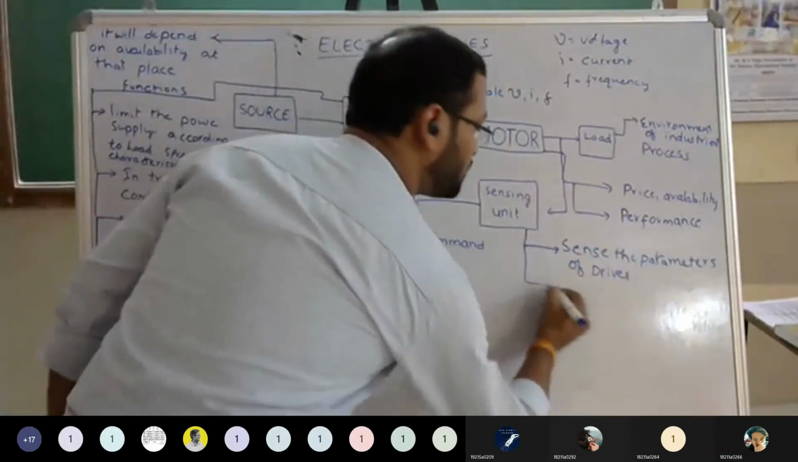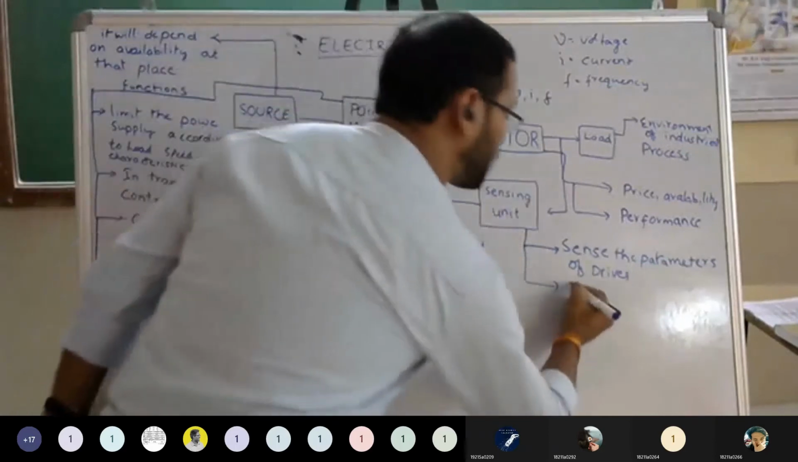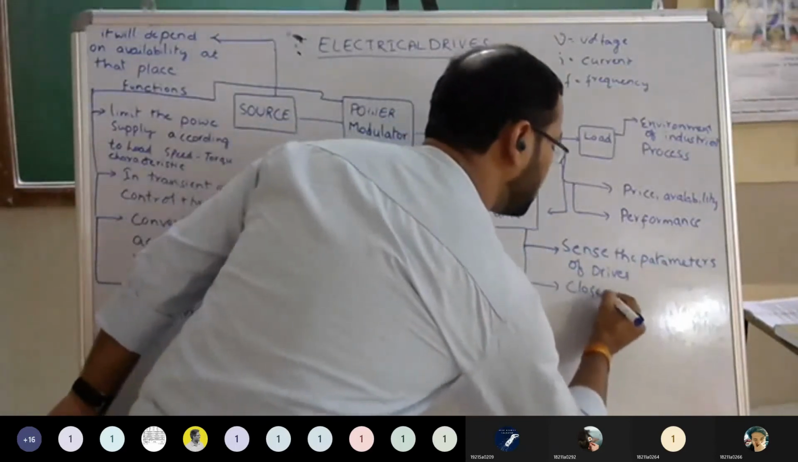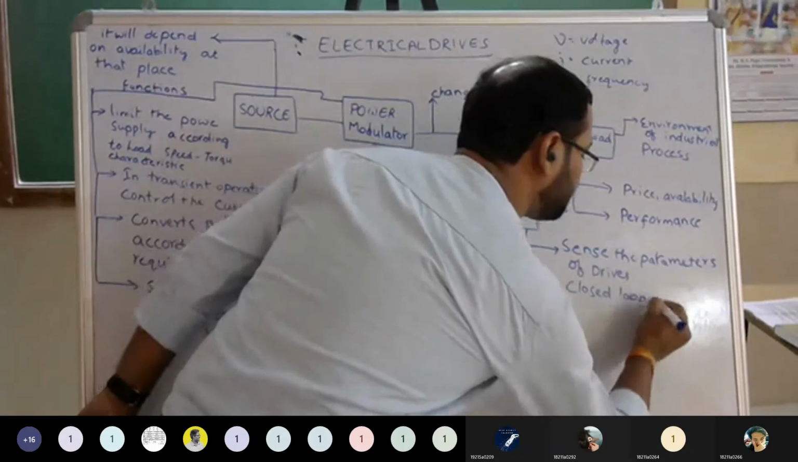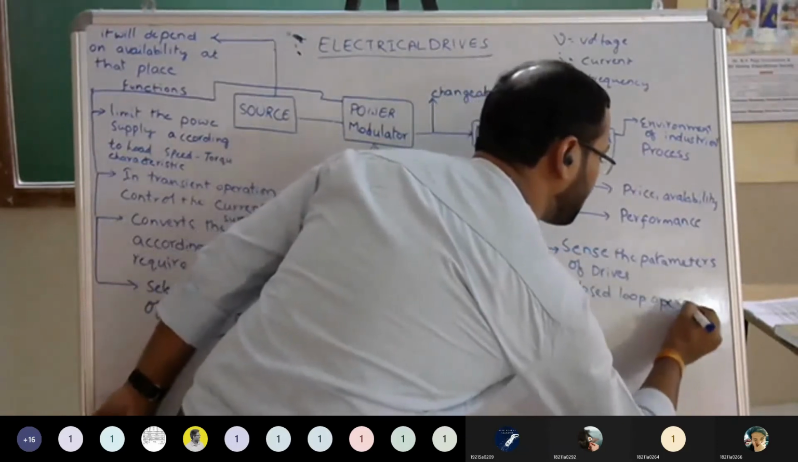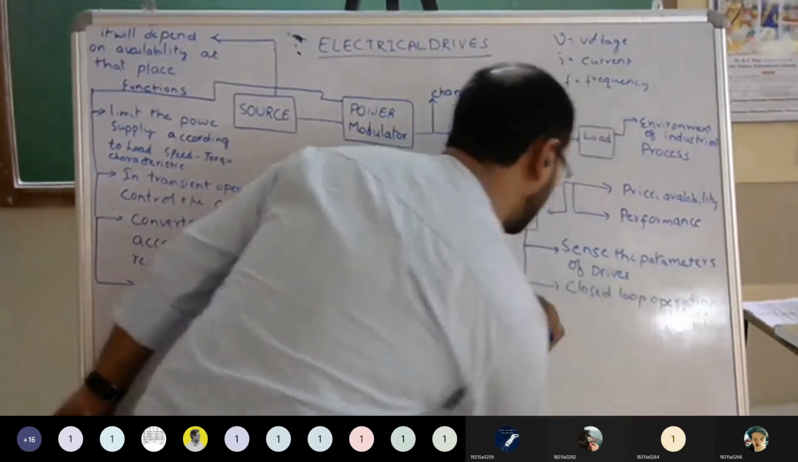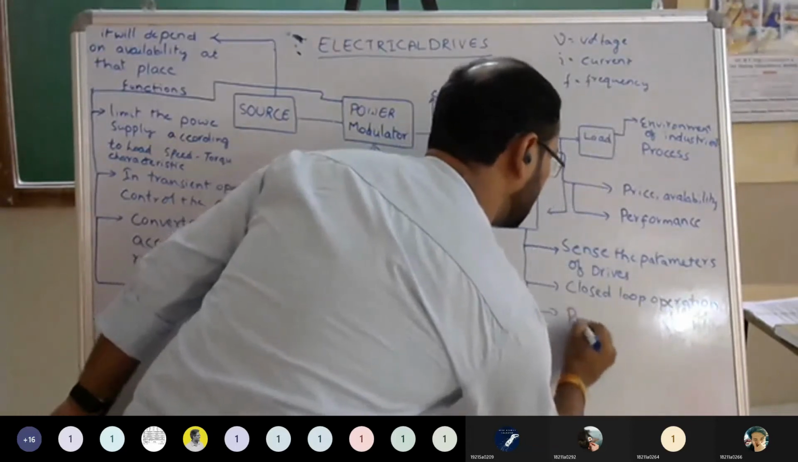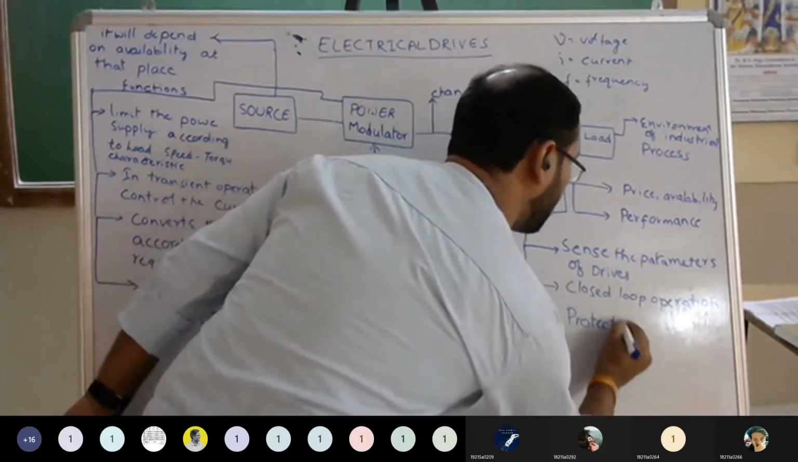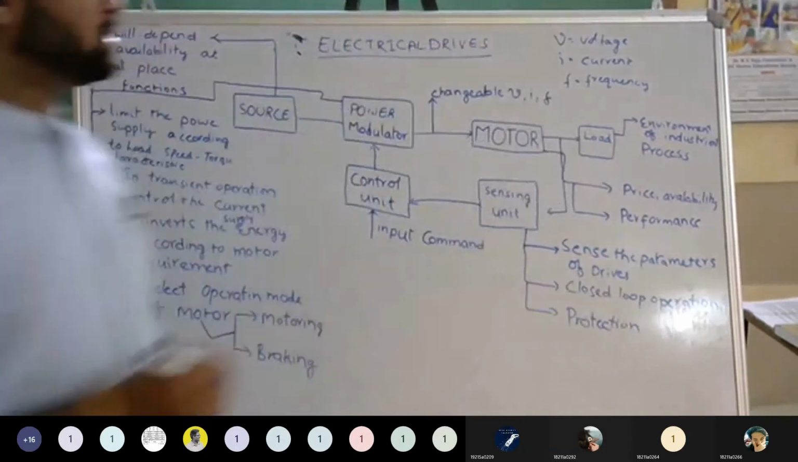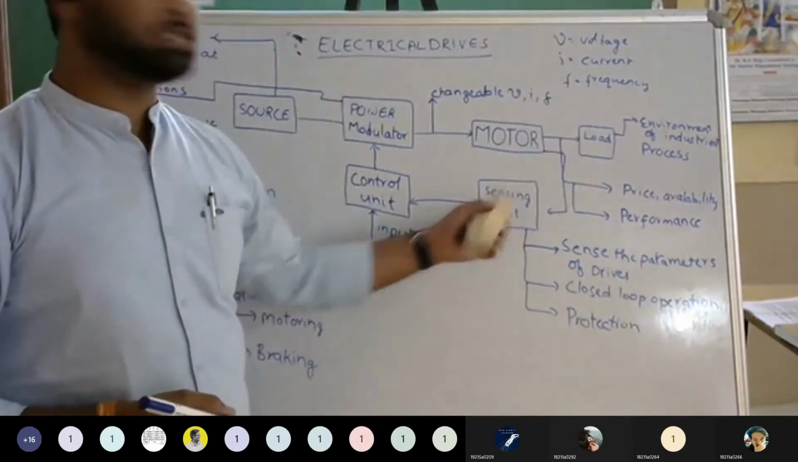So generally the purpose of the sensing unit is closed loop operation. And another one is protection. This is the main important thing of the sensing unit.